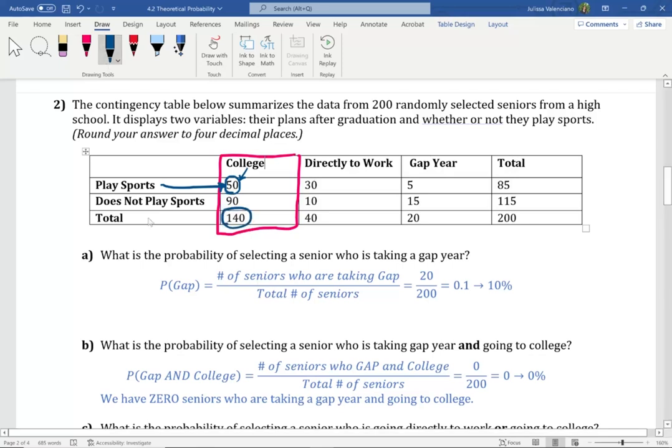Here, if I just write the number of students who play sports on the numerator, you're going to think that I'm referring to all students who play sports, which is the 50 students who play sports and go to college, the 30 students who play sports and are going directly to work, and the 5 students who play sports and are taking a gap year. That would be a total of 85. Here I'm being really specific. We're not looking at all students who play sports. We're looking at students who play sports and go to college.